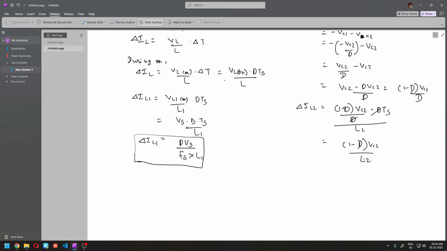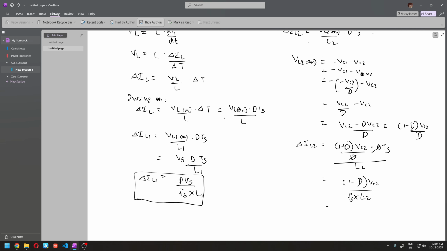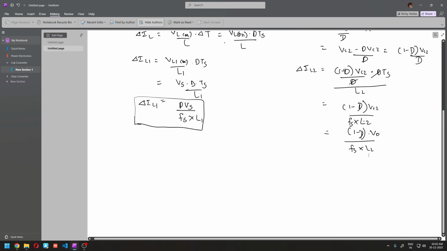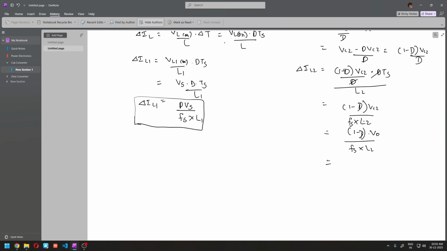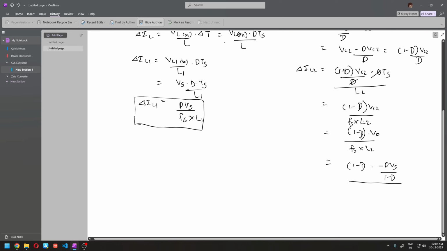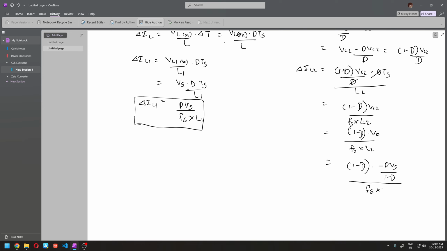And same as before, we can take the switching time down. It will be Fs into... So now we can write it as (1 minus D) into V0. Now we can substitute that back, because it's basically the same thing, Fs into L2. So we have the duty cycle equation, right? So we can just substitute that here. So V naught is basically minus dVs by (1 minus d), as we did earlier, and the whole thing divided by Fs into L2. So now you can see the (1 minus d) and (1 minus d) can get cut, and we are left.